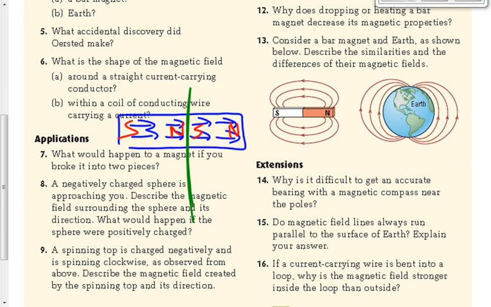So in the end, if you broke it in 2, you'd end up with 2 magnets, each one with a south pole and a north pole. Doesn't change anything. Okay, we're not going to have a south magnet and a north magnet. We know that we can't have a single pole. We have to have 2 poles in each one.